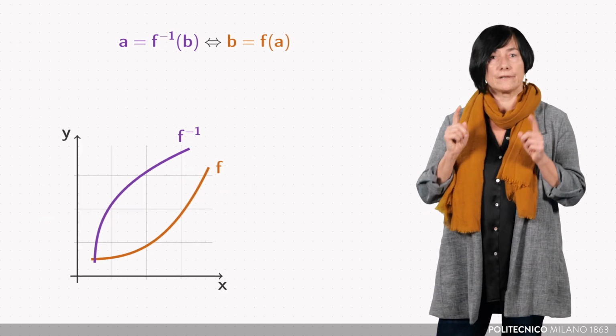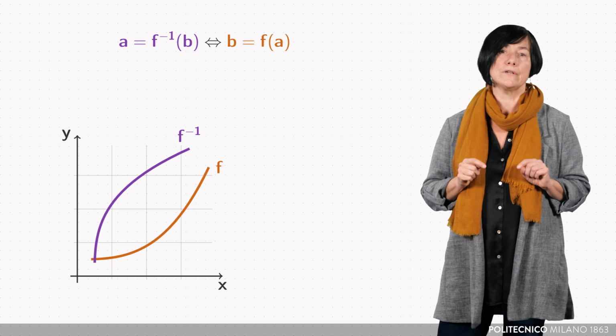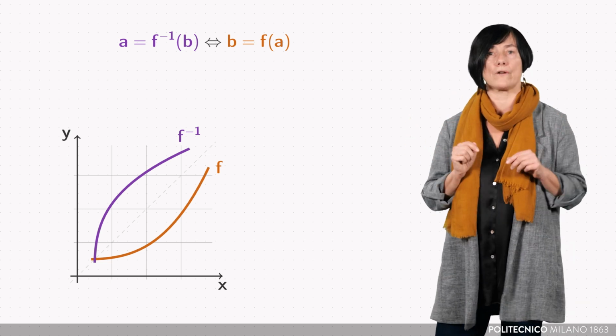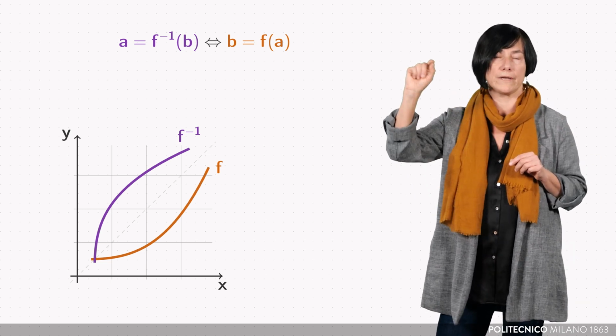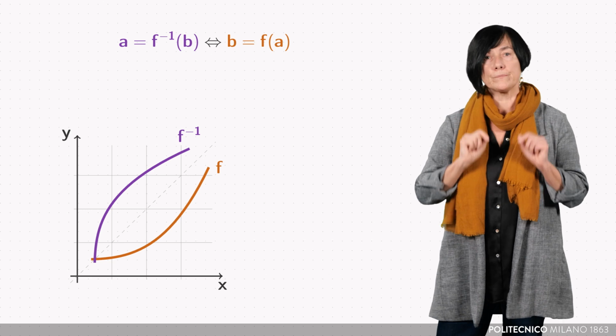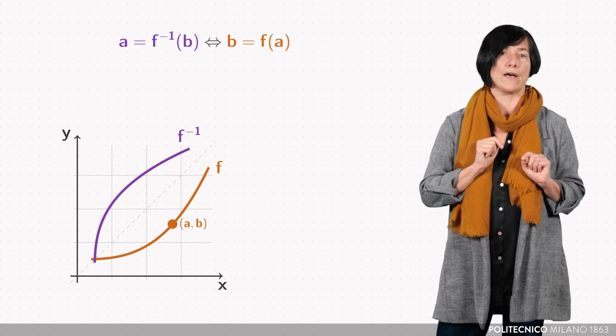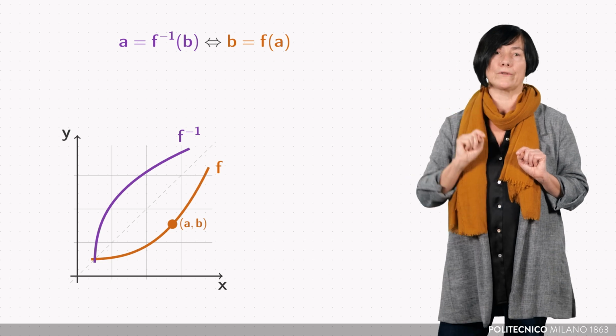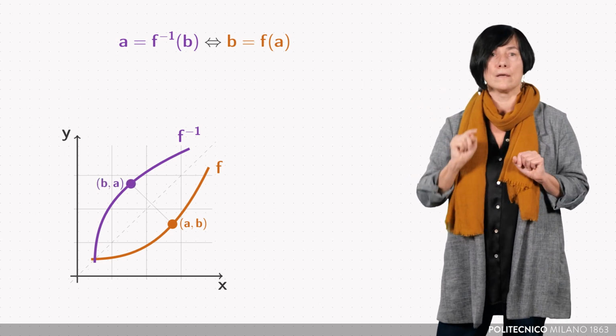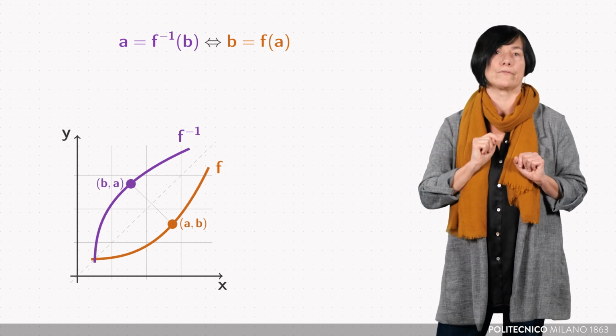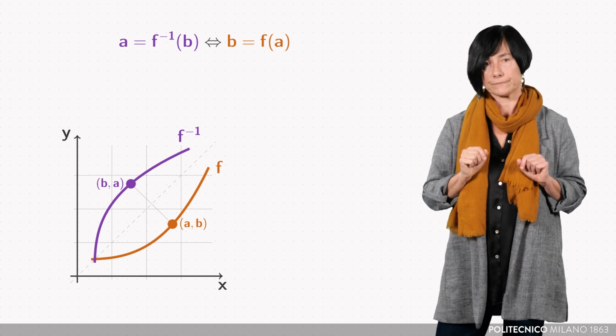The second fact has a geometric nature. The graph of f and the graph of its inverse are reflections across the bisecting line y equal to x. This means that if a point of coordinates (a, b) belongs to the graph of f, then the reflected point of coordinates (b, a) belongs to the graph of the inverse of f, and vice versa.